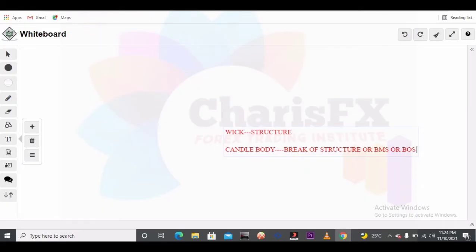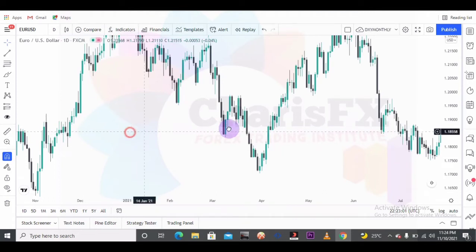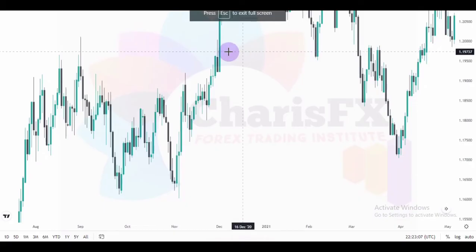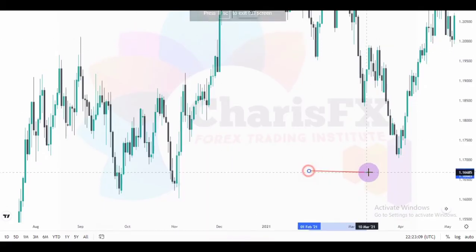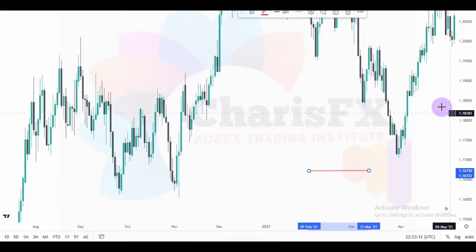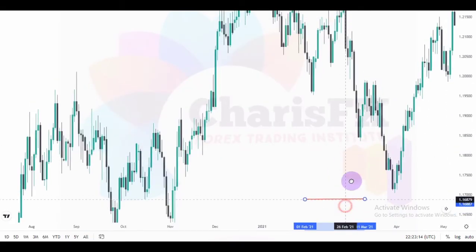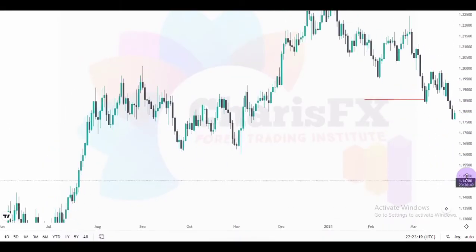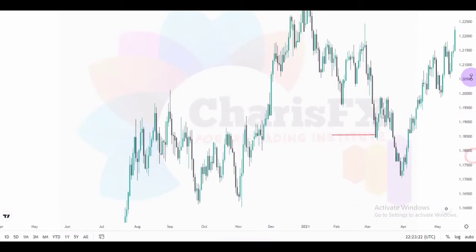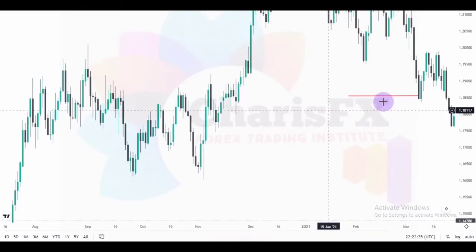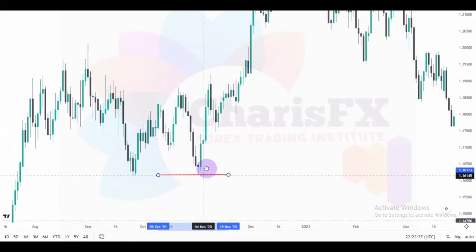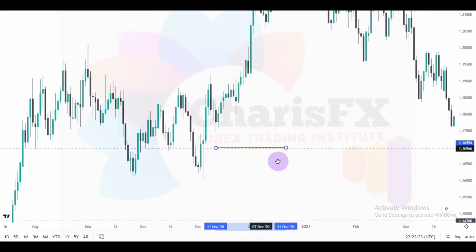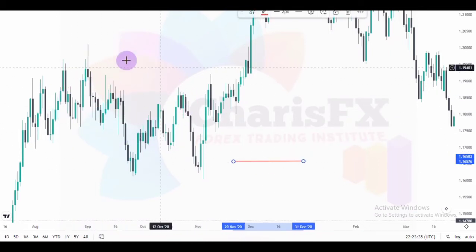So let's go to the chart quickly as I show you. So this is a chart on the daily time frame, a chart of EURUSD daily time frame. Okay guys, I'm going to be using this to mark out my structure. And then, so we are going to start from somewhere around here. Now, what do we have here? Price was actually consolidating all through here. This was a range, a range of consolidation.